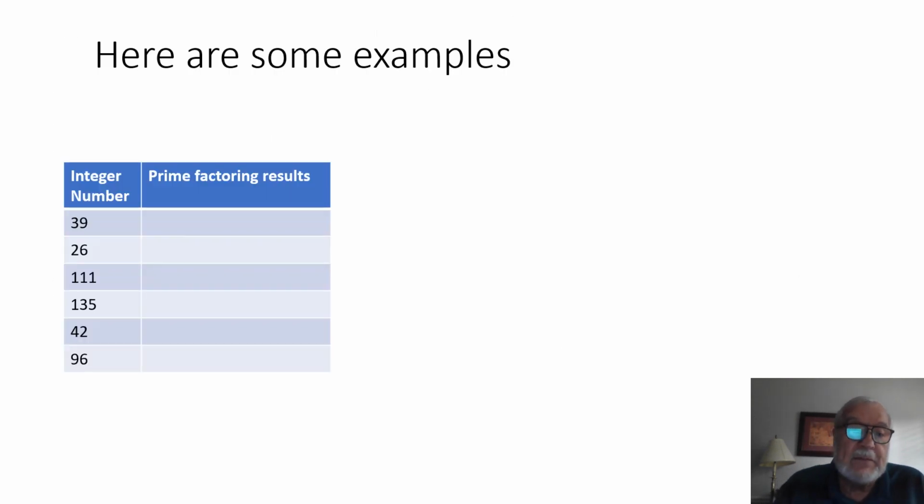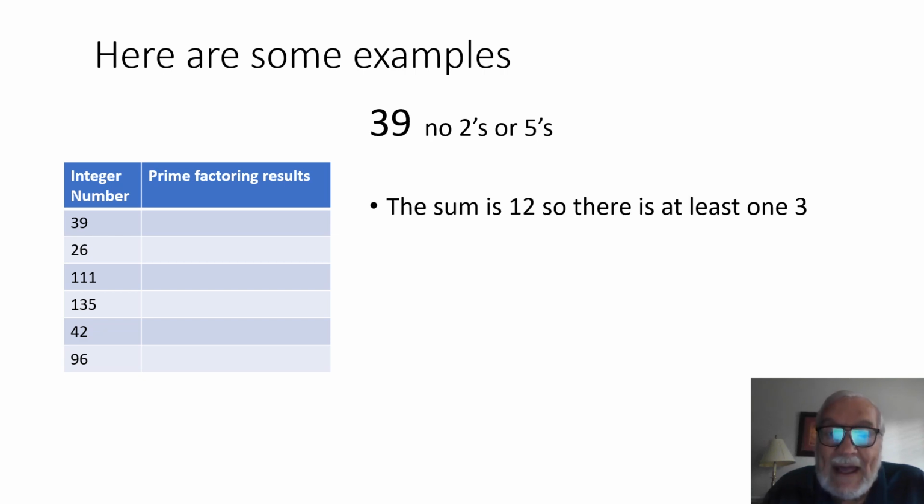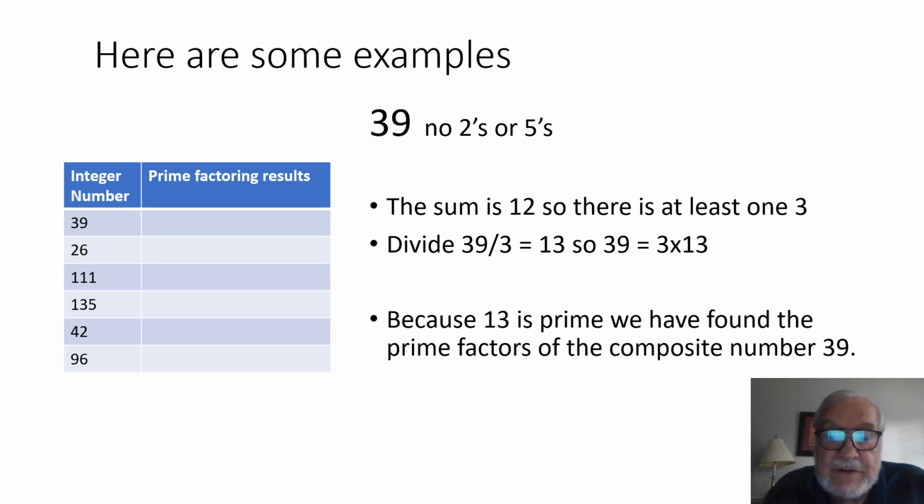Okay, so let's look at some examples. All right, the first one we're going to look at is 39. When we look at the 9, there are no 2's or 5's. And so when we add the 3 and 9, we get 12. 12 is in the 3 times table, so there's at least one 3. And when you divide 39 by 3, you get 13. And you should know that 13 is not in the 2's, 3's, or 5's. And so therefore, 39 is 3 times 13, and that is the prime factoring.